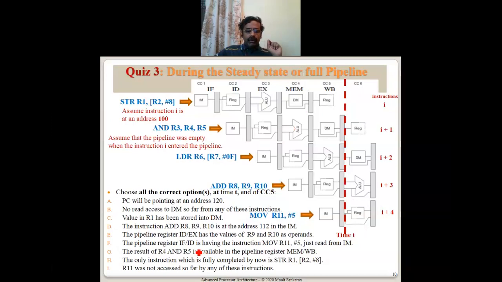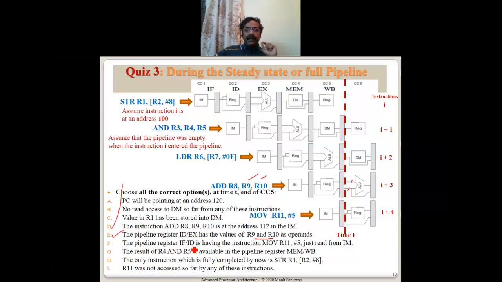Now you need to look for our friend IDEX. Where is it? You should know at this time which instruction is in between the ID and EX stage. I am right now pointing here. This is the ID stage, instruction decode and operand read, and this is the EX stage. So this is the pipeline register that we are talking about. And I am saying that it has R9 and R10 as operands, because we need operands to be available here. I am making a statement, it is R9 and R10. Is it true? Of course, it is true. Yes. So this is also correct. Okay, so far everything is correct.